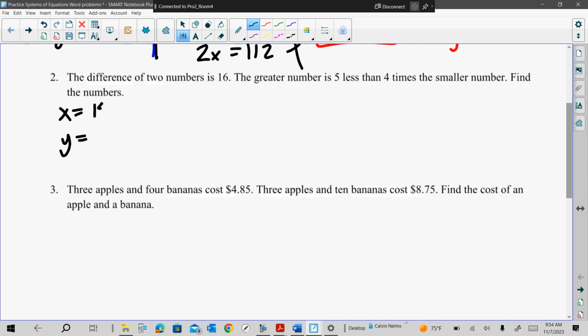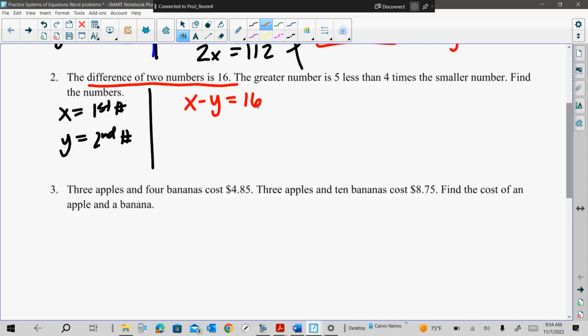So this is our first number. This is our second number. Here, so that's first our defining. So right here, the first sentence, the difference of two numbers is 16. What equation could I write with our variables to show the difference? Yes, x minus y equals 16.